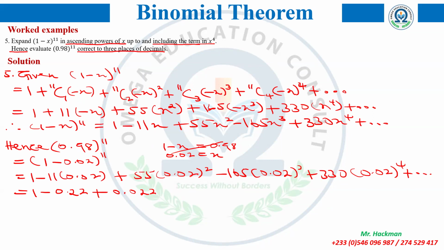Which one? This one? Okay, so then minus 165 into 0.02 all cubed. Feed your calculator with the same expression that we have here. 0.00132. Then plus one more.